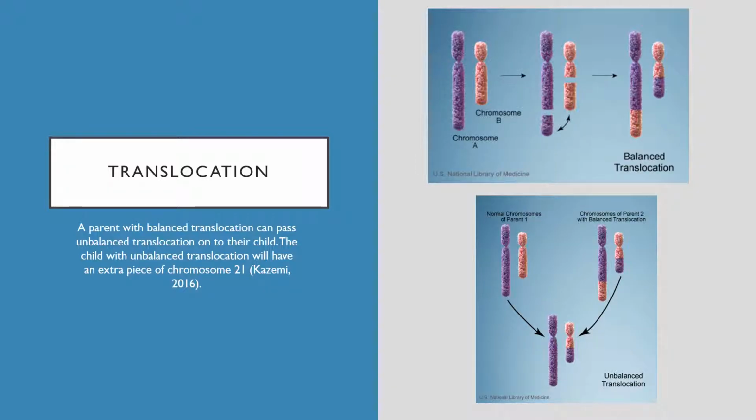Translocation essentially occurs when parts of chromosomes swap places. So as you can see in the picture with balanced translocation, chromosome A, which is purple, and chromosome B, which is pink, flip places. A parent with balanced translocation can pass unbalanced translocation onto their child. So the picture on the bottom shows unbalanced translocation. That's when the child has all of chromosome A, but part of chromosome A is attached to chromosome B. There are no health problems associated with balanced translocation because the person still has all parts of the chromosome, but unbalanced translocation can result in health problems such as Down syndrome.